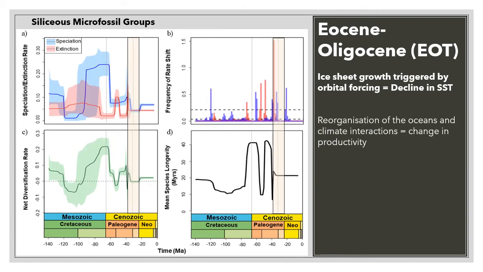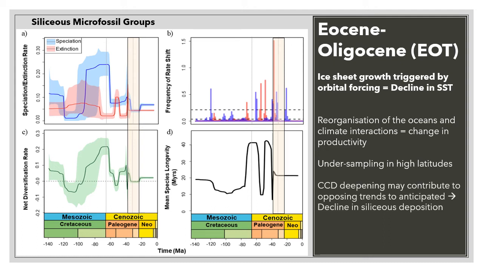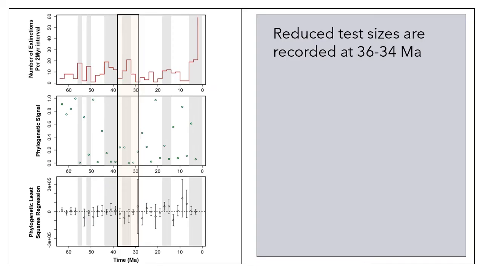Reorganisation of the oceans and climate interactions is likely to have changed productivity and diversity in high latitudes, which are the undersampled regions within the NSB data in both calcareous and siliceous groups. Consequently, Pyrate is unlikely to have registered these changes in diversity. Furthermore, the CCD during the early Oligocene deepened by roughly a kilometre within the tropical Pacific, simultaneous to ice sheet growth and sea level decline, moving deep water deposition from opal-rich to carbonate-rich sediments.